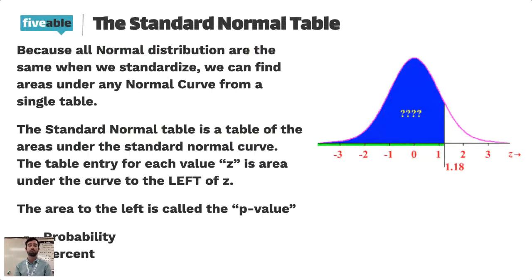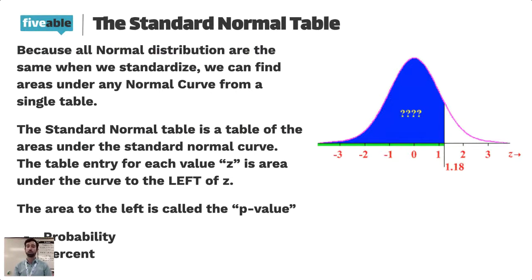The table entry for each value z is the area under the curve to the left. So it's always going to give you area to the left. And that area is called p-value. That's going to be so important when we do hypothesis testing. Going to be really, really important when we do hypothesis testing.